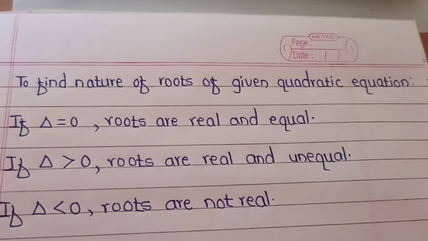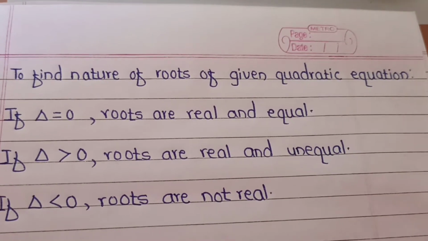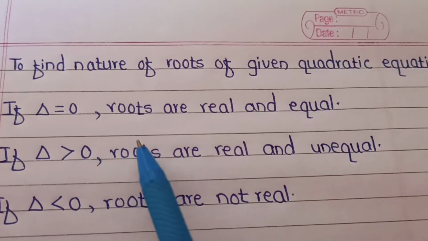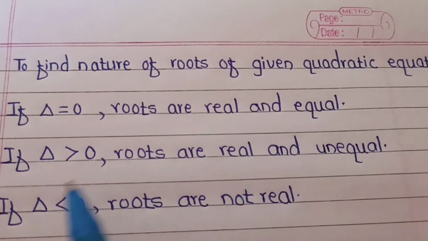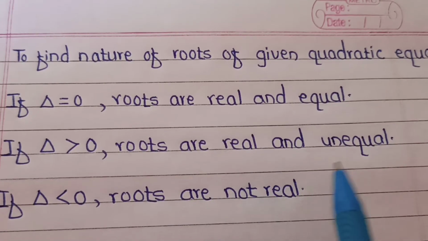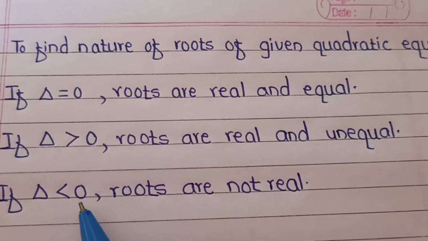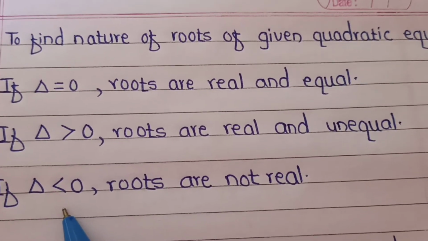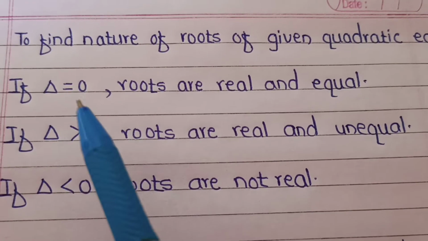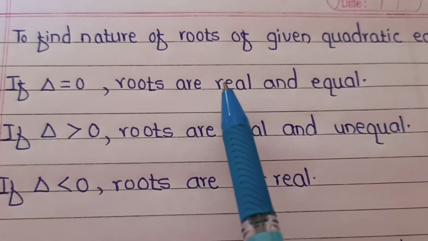In this video, we will learn about finding the nature of roots of a given quadratic equation. If the value of discriminant delta is 0, roots are real and equal. If the value is positive, roots are real and unequal. And on calculation, if the value of delta is negative, that is less than 0, the conclusion is roots are not real. So depending upon the value of delta, we conclude about the nature of roots of a quadratic equation.